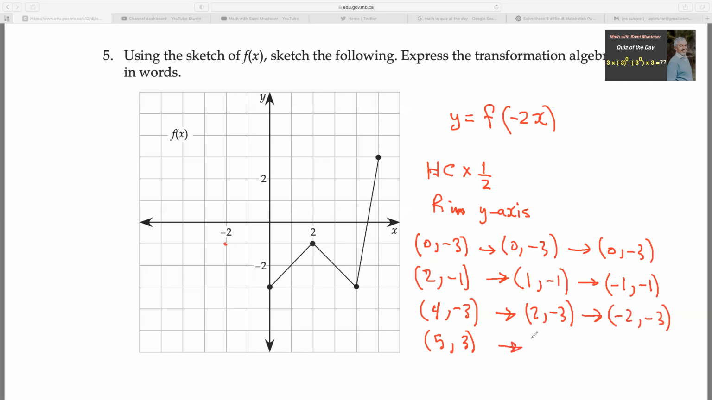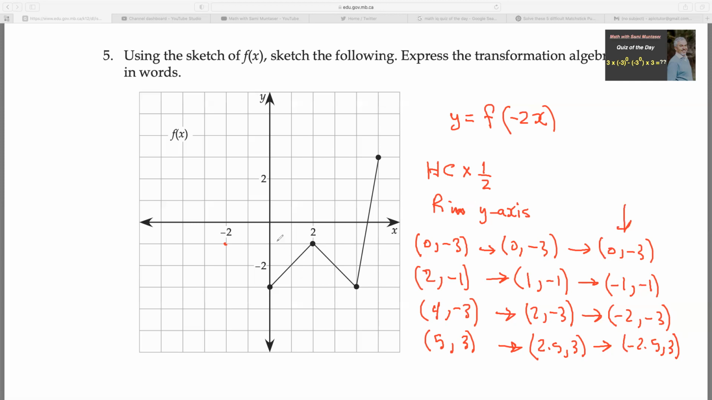And then the last one, we have 2.5 and 3. Since it's a reflection on the y-axis, it changes the sign of x, so it becomes negative 2.5 and 3. And therefore, now we plot. This is my final transformation for all the points that I'm going to transfer.